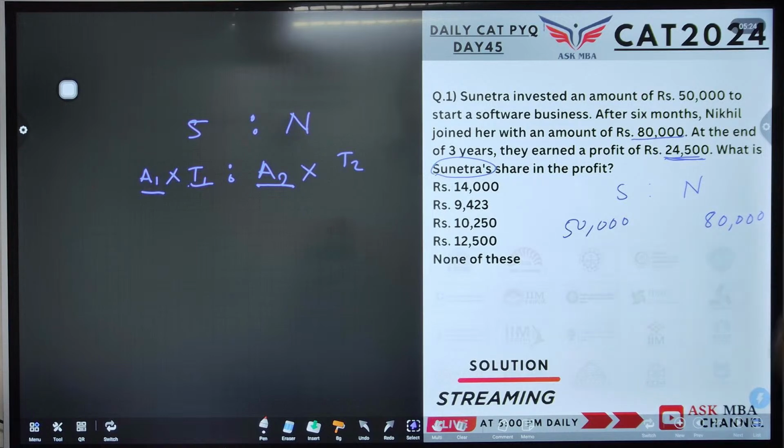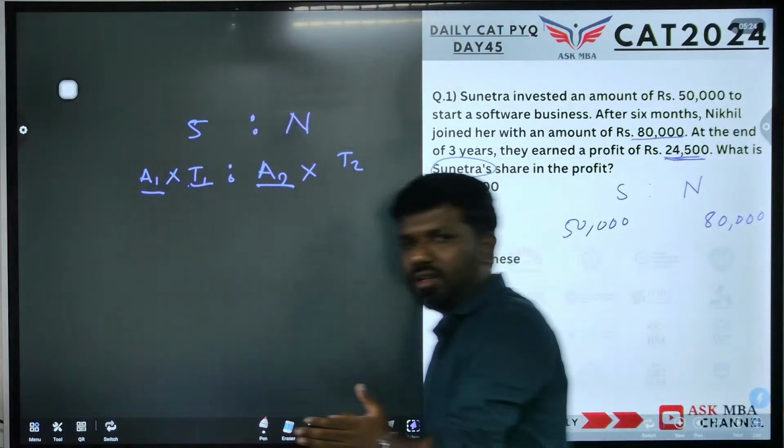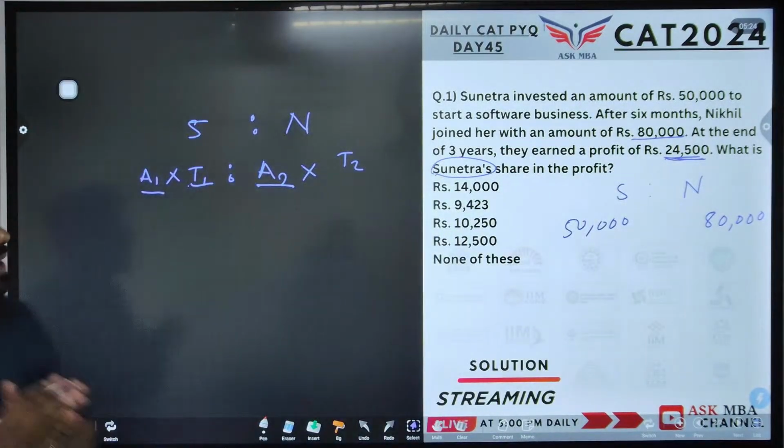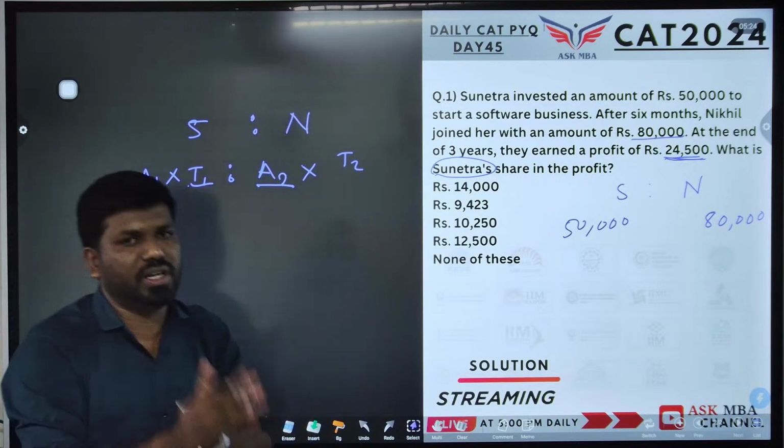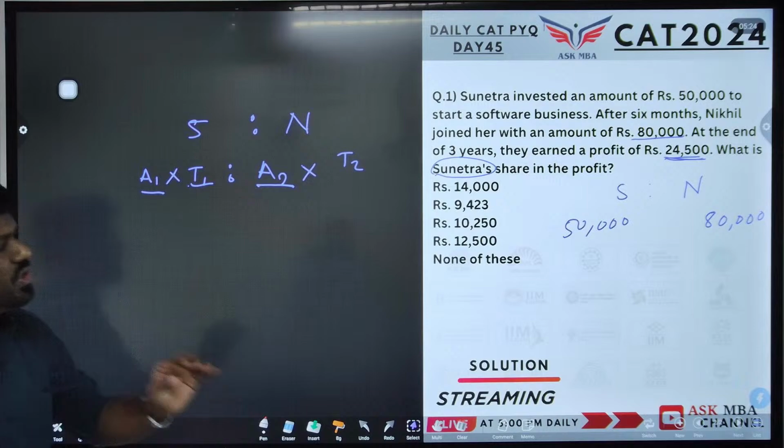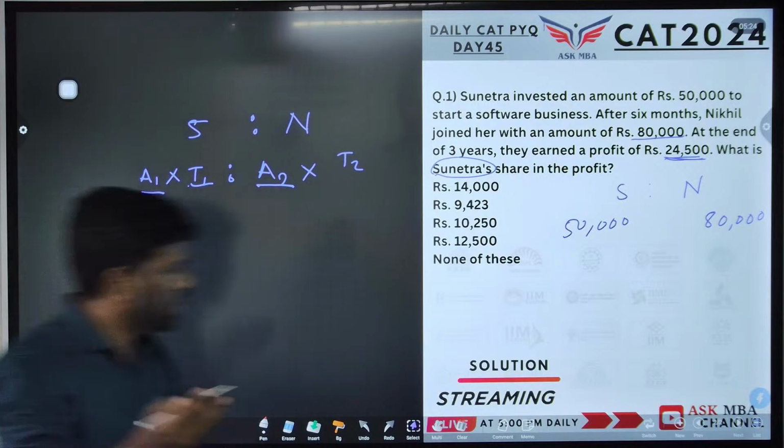अब देखो ये रेशियो निकालना क्यों इंपॉर्टेंट है, क्योंकि प्रॉफिट शेयर किसके बेसिस पे होगा? एक ही कंसेप्ट है, पूरे कंसेप्ट में हमें बात करनी कि दोनों ने पैसा कितना डाला और कितने टाइम के लिए डाला. That is the only concept that you guys need to understand here. I hope you are getting my point.